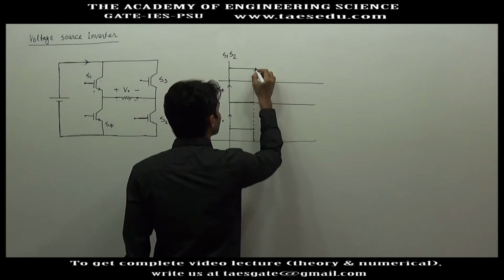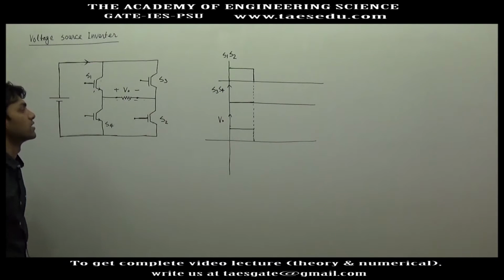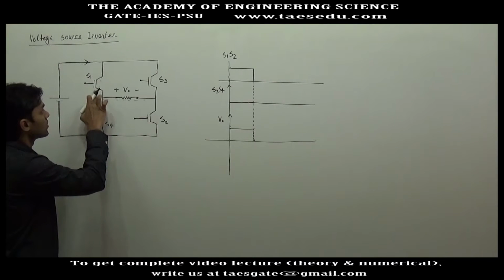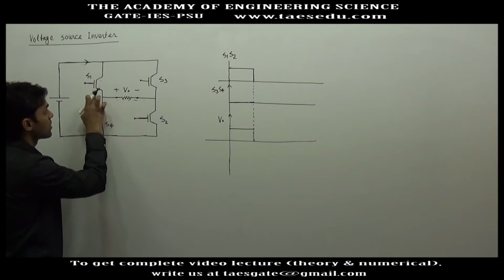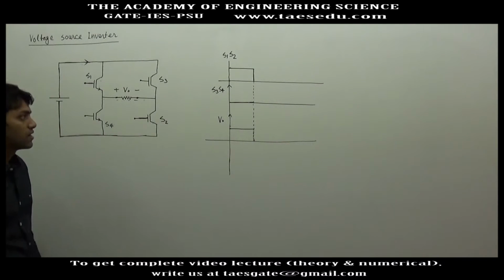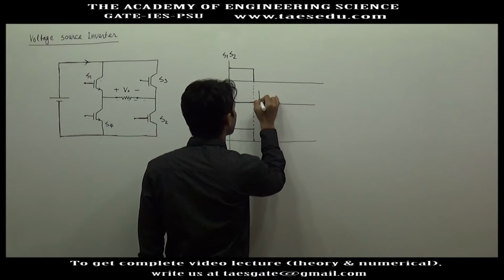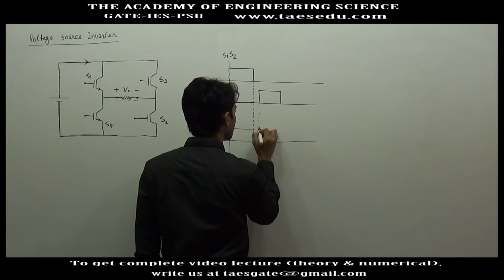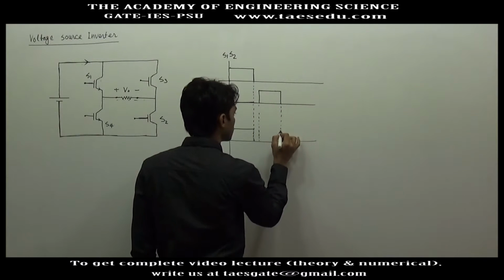Okay, and let's say at this instant switch S1 and S2 are commutated, means the gate signals of S1 and S2 are removed, these switches S1 and S2 are turned off, and after some time S3 and S4 are given signal. Okay, so after this point you will get negative voltage.